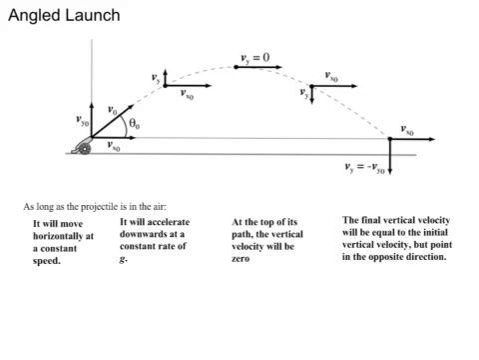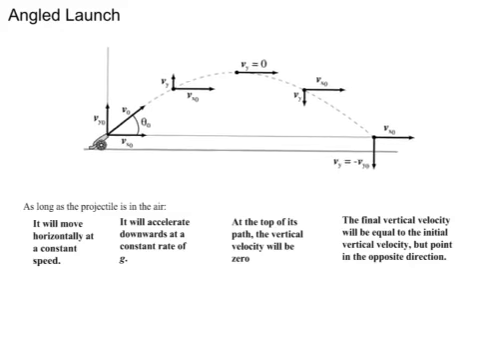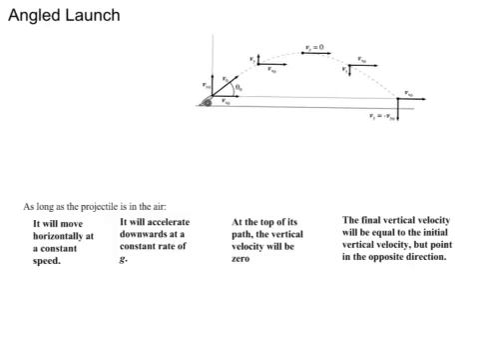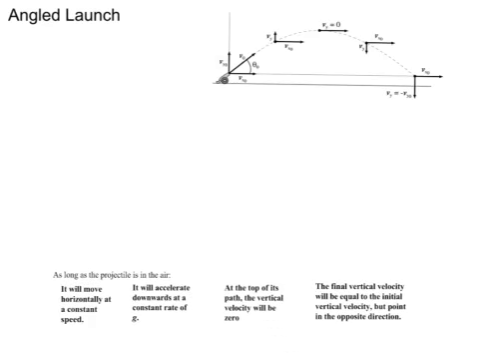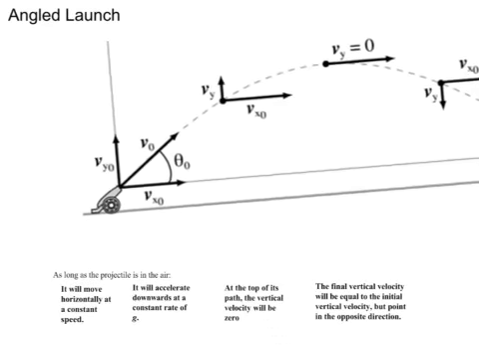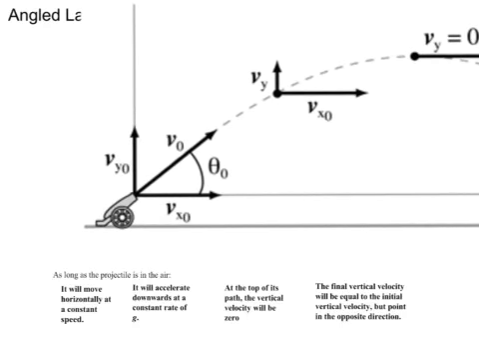Throughout its motion, it's going to move horizontally at a constant speed. So this x velocity is never going to change. The key to angled launch problems is how you begin them. When you get an angled launch problem, the first thing that you want to do is always split your initial velocity into its components.